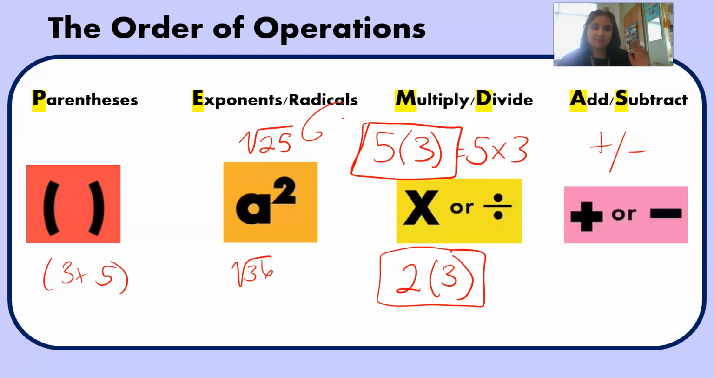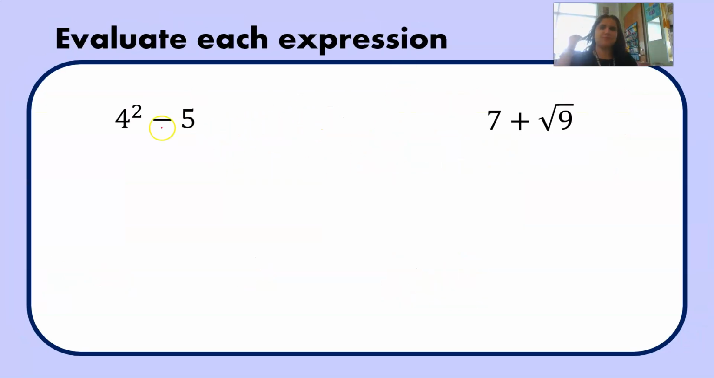So we're going to do a bunch of examples. So the first one, 4 squared minus 5. So exponents is the first thing I'll do here. So 4 squared is 16. And then just rewrite it. So when you do these, do all of the work out. 16 minus 5 is 11.